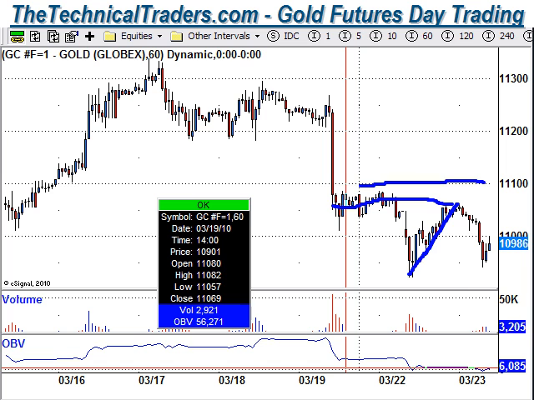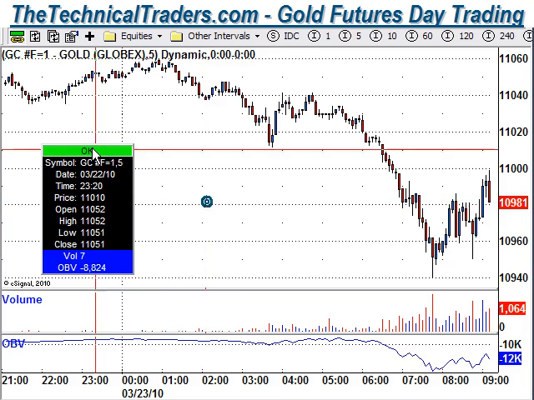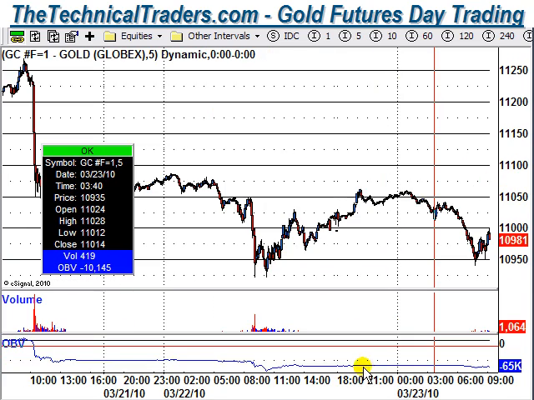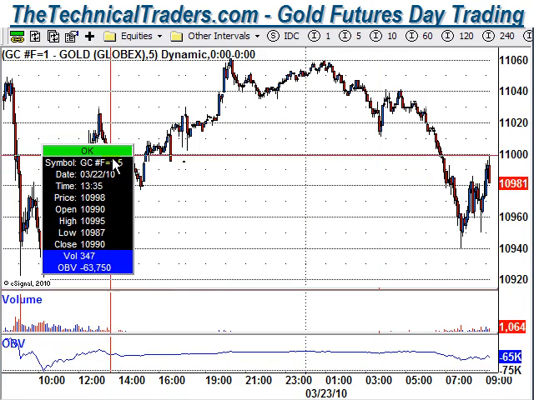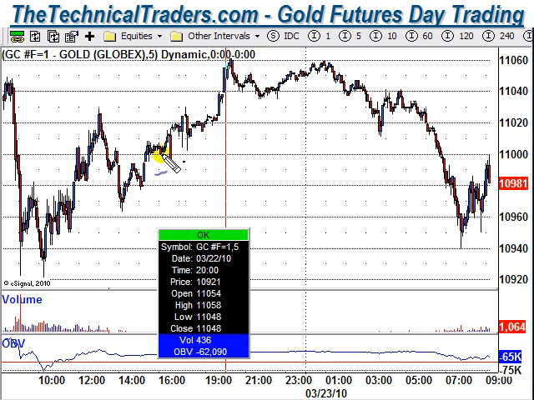Okay, now if I zoom in here on the 5-minute chart, you can see that this is when I shorted it, which is 1105, just before 1 o'clock. Anyways, I shorted it. My stop was placed at 1109, which was a few points up, and of course the price started to drop.